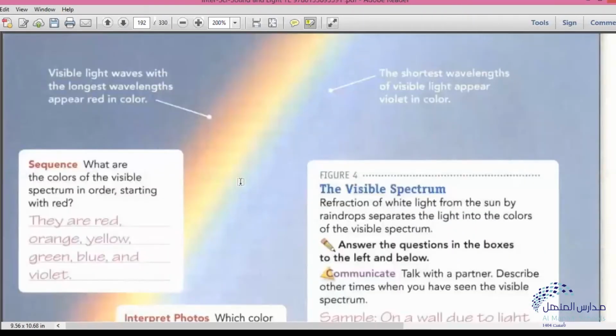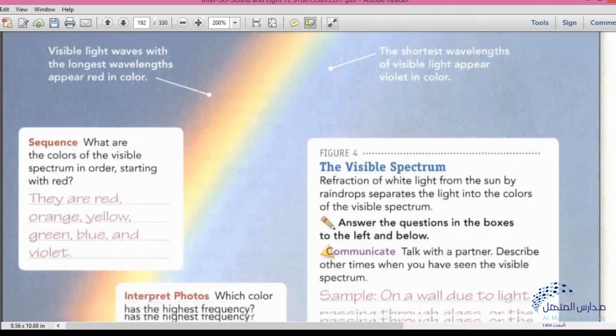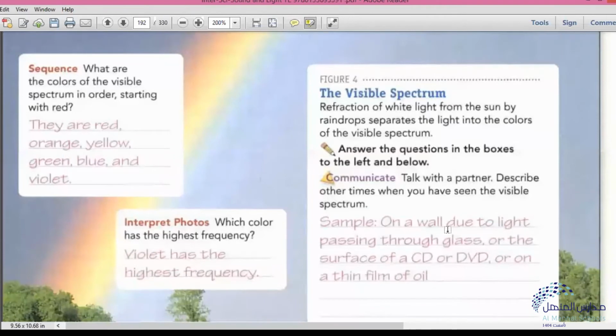Now the question is, in sequence, what are the colors of the visible spectrum in order? Starting with red: red, orange, yellow, green, blue, and violet. The other question is, talk with a partner. Describe other times when you have seen the visible spectrum. When it rains, yes.